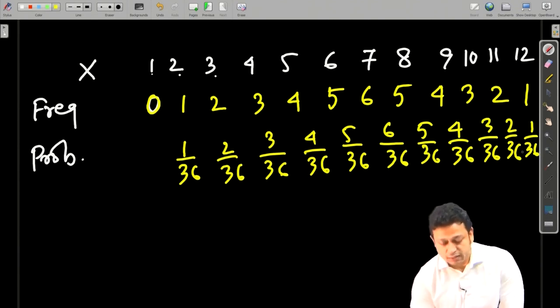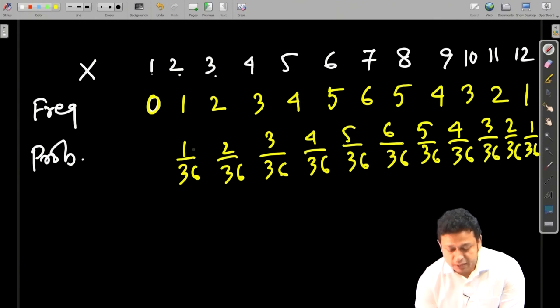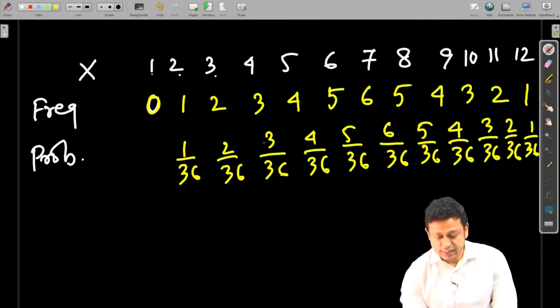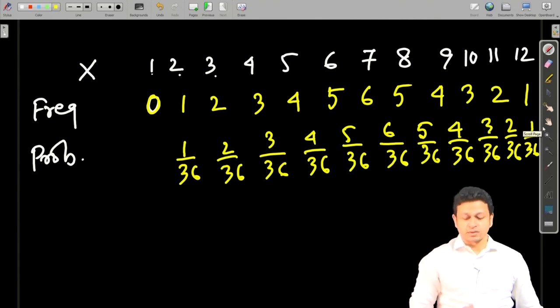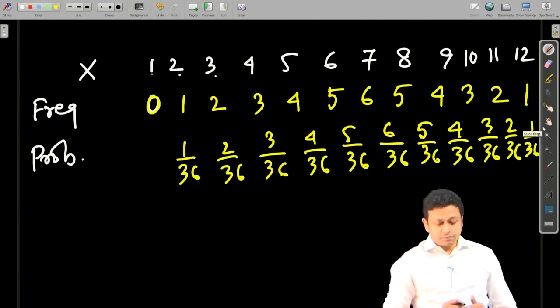If you add them up you will see it is going to be 1. So, basically if you add them up, I am going to get 1 plus 2 is 3, plus 3 is 6, plus 4 is 10, 15, 21, and 5 is 26, plus 4 is 30, 33, 35, 36. So, 36 by 36 is 1. So, our calculation is correct.